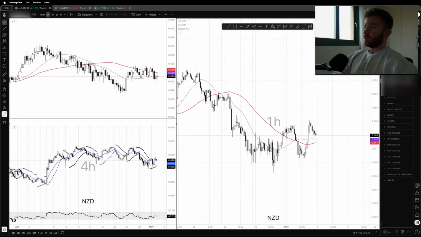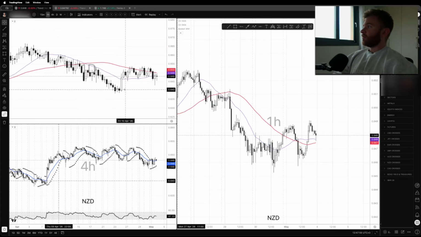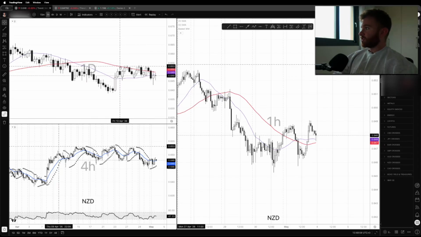Well, let's finish here. Let's go into the Kiwi. Kiwi right now, well, Kiwi has been in a downtrend. We got some RBNZ news came out saying they were looking to increase rates very soon down the line. We got this nice rally up. Now, we did get this consolidation here.